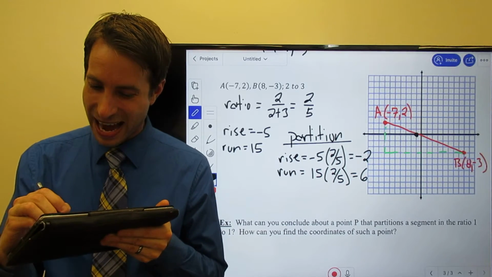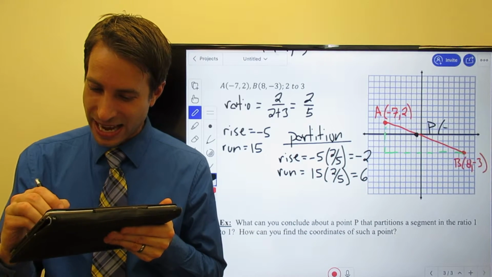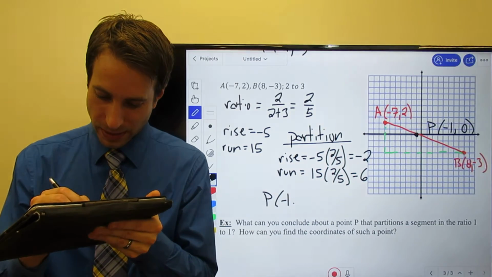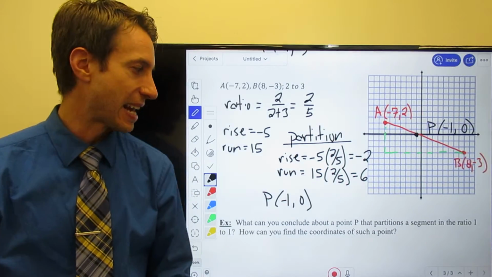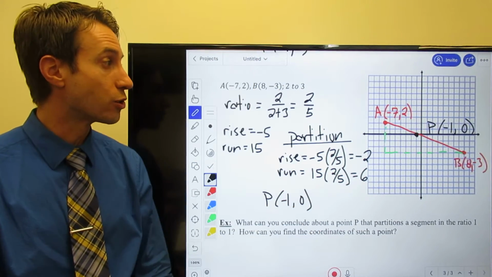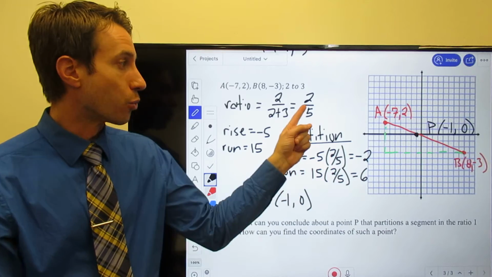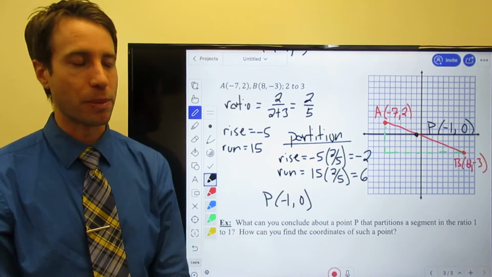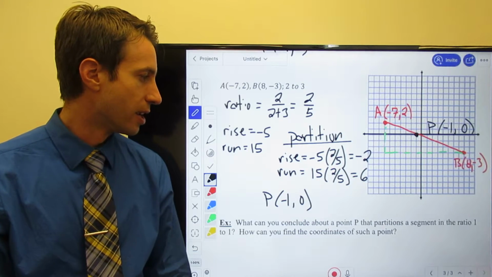Oh, look at that. Point P, once again, is negative 1, 0. I love it when that happens. P is in the exact same position as the one above. The ratio is different, the points are different. It just so happened point P comes out to be negative 1, 0.